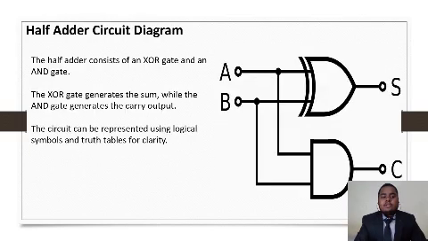Half adder circuit diagram. The half adder consists of an XOR gate and an AND gate. The XOR gate generates the sum while the AND gate generates the carry output. The circuit can be represented using a logic symbol and truth table for clarity.